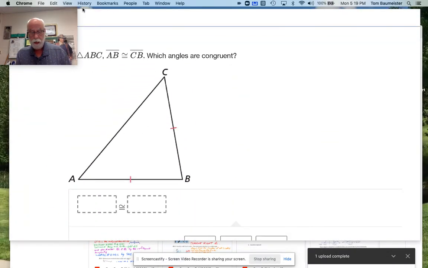Okay, and number 6, it says in triangle ABC, segment AB is congruent to segment CB. Which angles are congruent? So remember, what kind of triangle is this? This is an isosceles triangle. And with an isosceles triangle, we know that the base angles are equal.